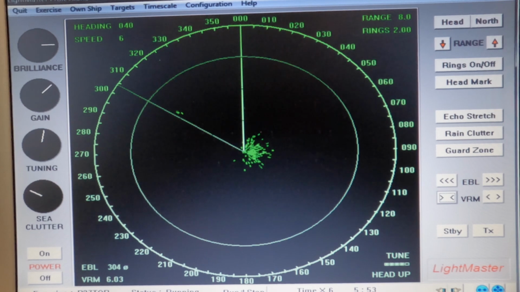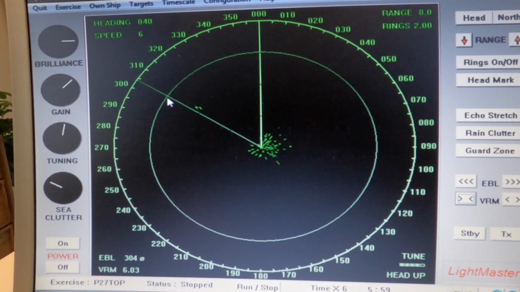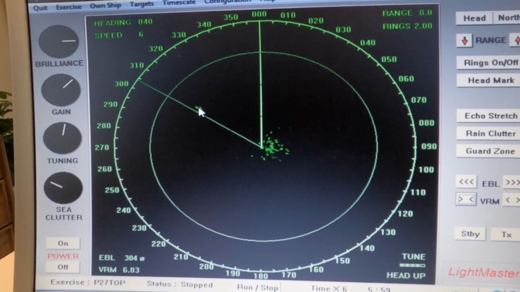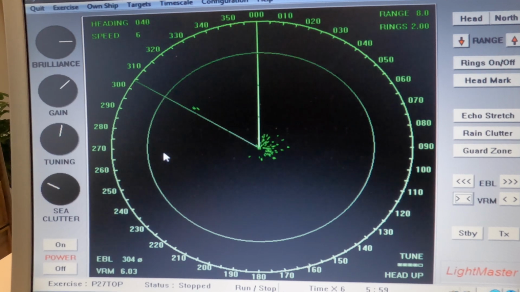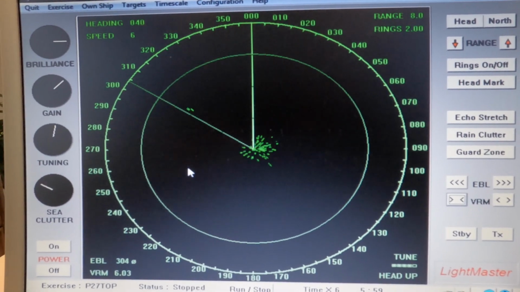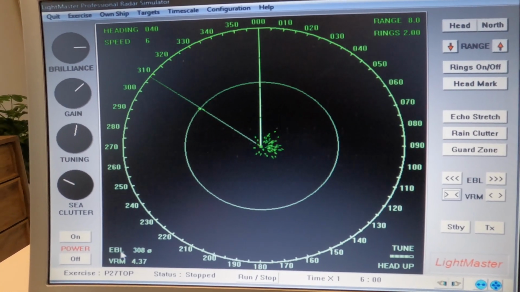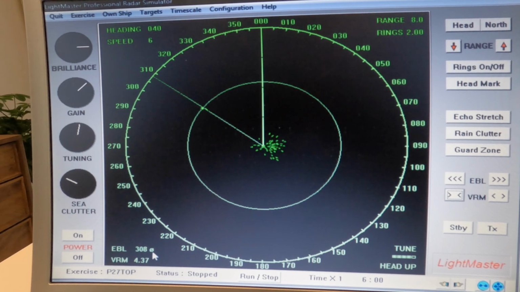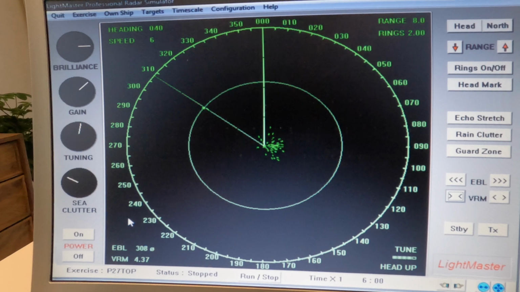So we just came to 6 minutes. We can see here where it started, and here where it is now. It started off with an EBL of 304 and a VRM of 6.03. At the 6 minute mark, the EBL is 308 degrees relative and the VRM is 4.37. So we know where the vessel has moved in 6 minutes and we're going to plot it.